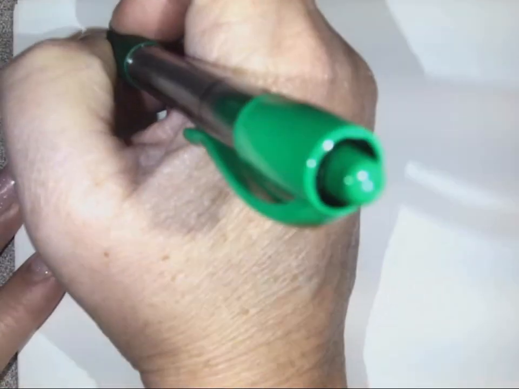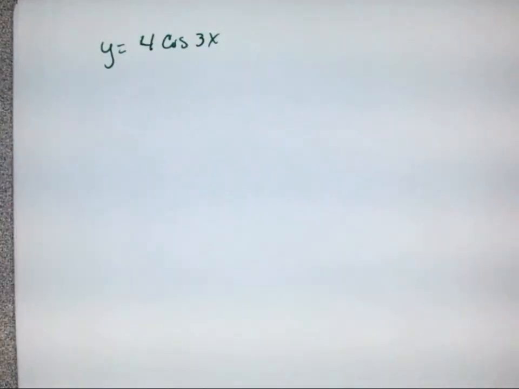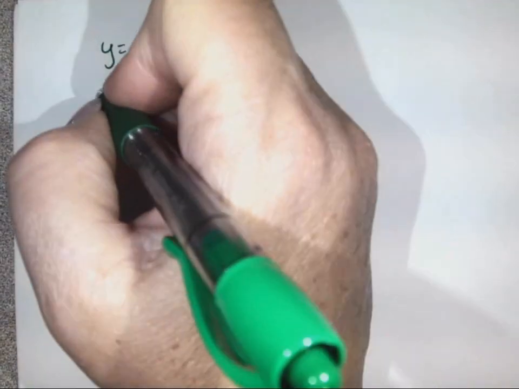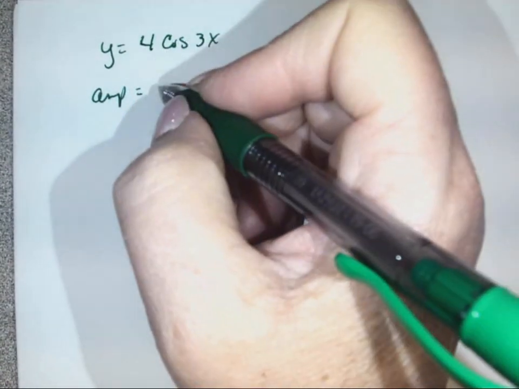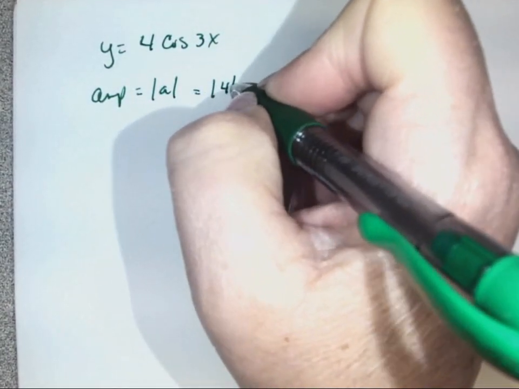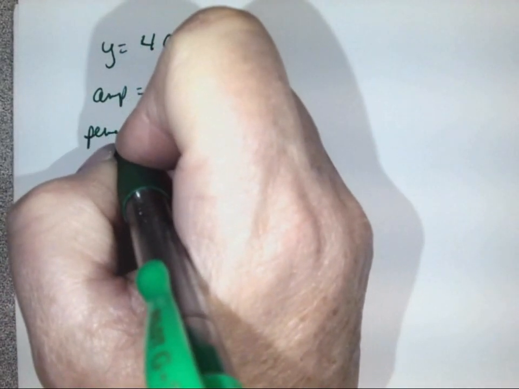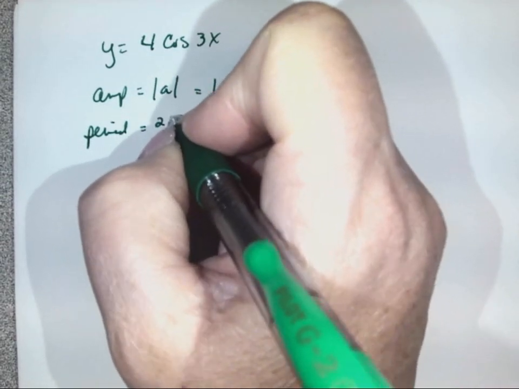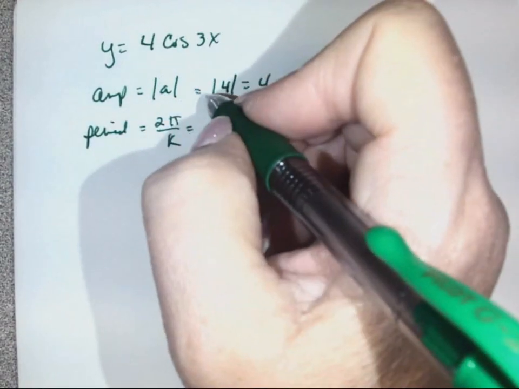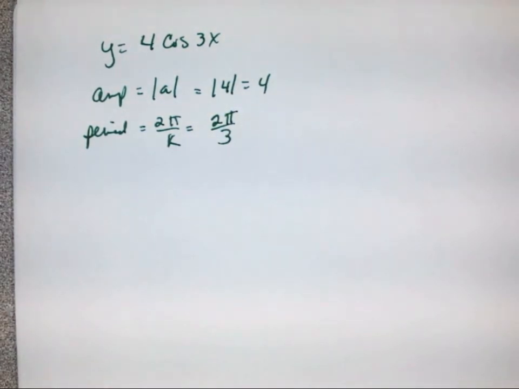All right, let's do y is equal to 4 times cosine of 3x. So here, we've got a couple of things going on. First of all, we need to know what the amplitude is. So the amplitude would be the absolute value of A, which is going to be the absolute value of 4, which would be 4. And then we need to find the period. So the period, again, is 2 pi over k. Our k is 3, so it'll be 2 pi over 3.